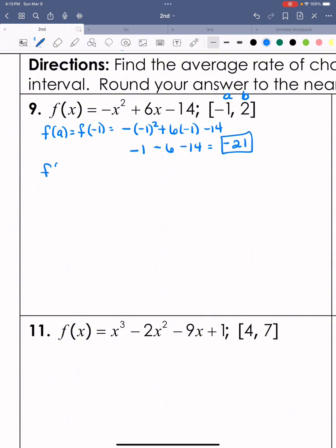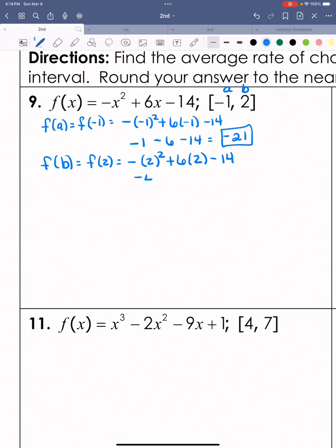Now let's find f of B. Well, B is 2, so I need to find f of 2, and I'm going to plug it in. Negative 2 squared plus 6 times 2 minus 14. All right, 2 squared is 4, so this is negative 4 plus 6 times 2 is 12 minus 14 is negative 6. Now we have all the components, so we just need to plug them into our formula.